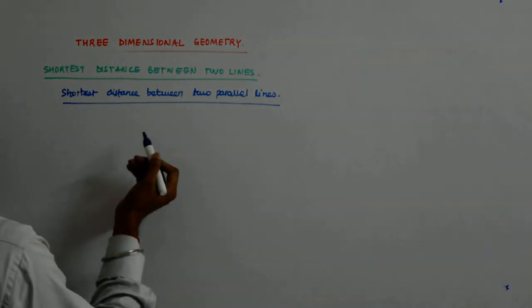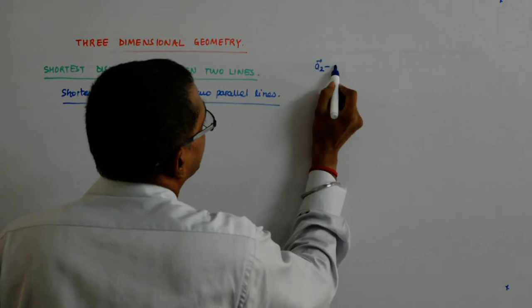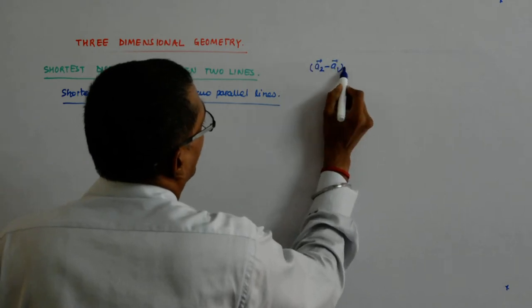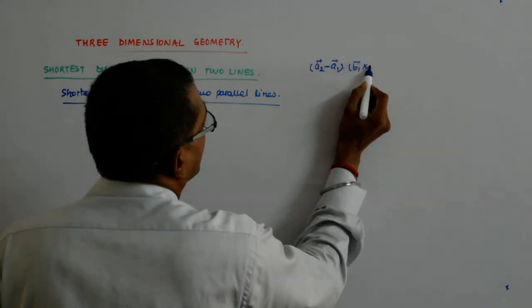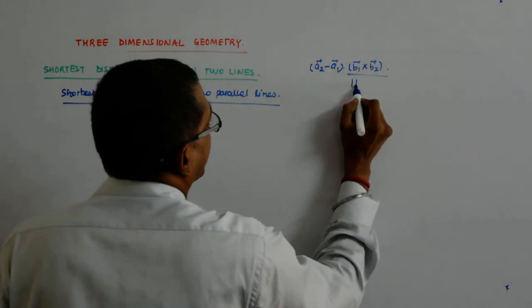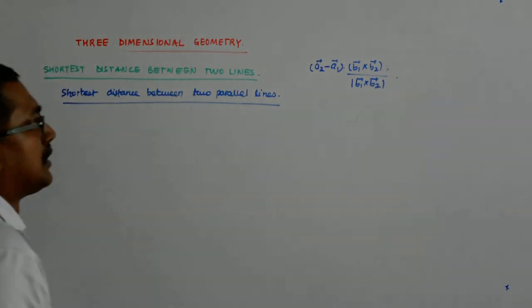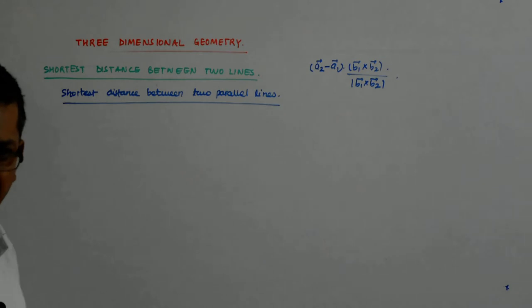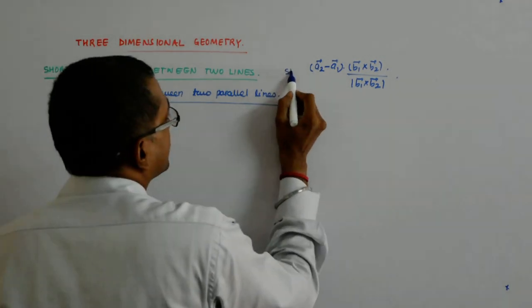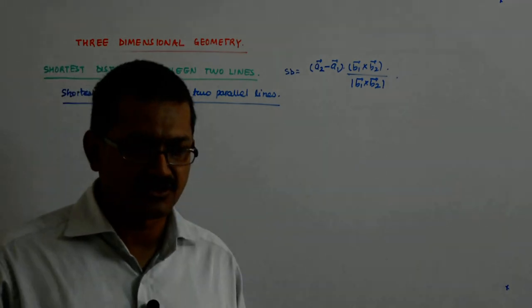And you'll soon realize, the moment you see the formula, it says A2 minus A1 dotted with B1 cross B2 unit vector in that direction. So that is B1 cross B2. This was our SD for our skew lines, right? Shortest distance. SD stands for shortest distance.